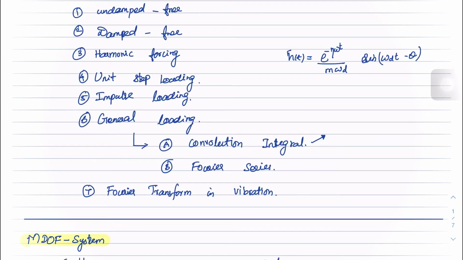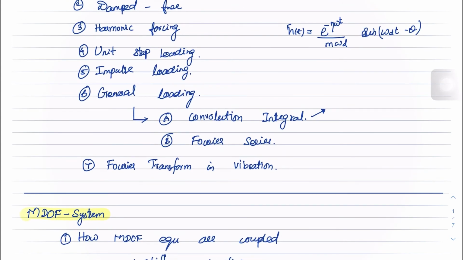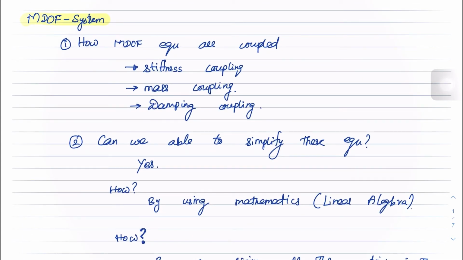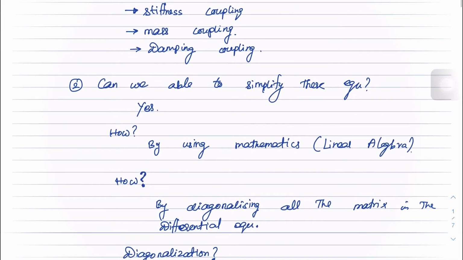In order to do that, we need to know certain characteristics of multi degree of freedom system. One of those things is the coupling. So let's see how multi-degree of freedom systems are coupled. There are three couplings: stiffness, mass, and damping couplings. Can we simplify this equation? Yes. How? By using some mathematical methods, mostly linear algebra.